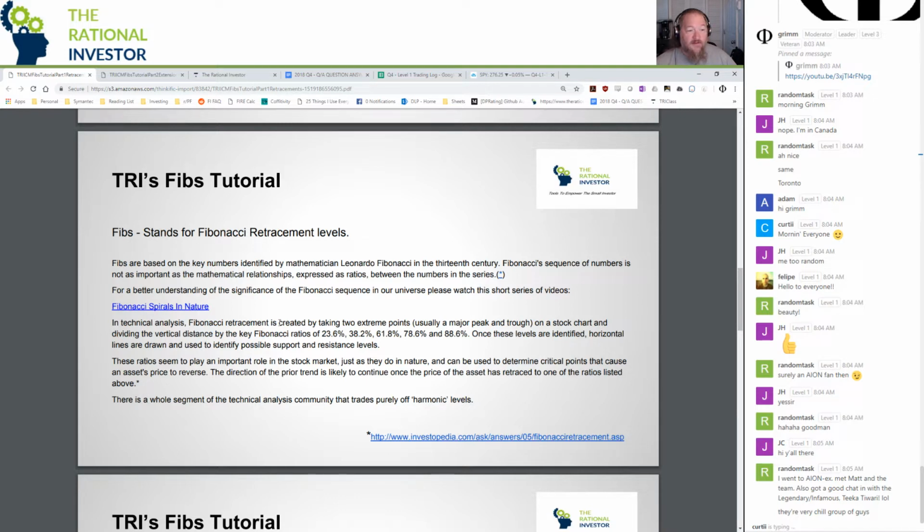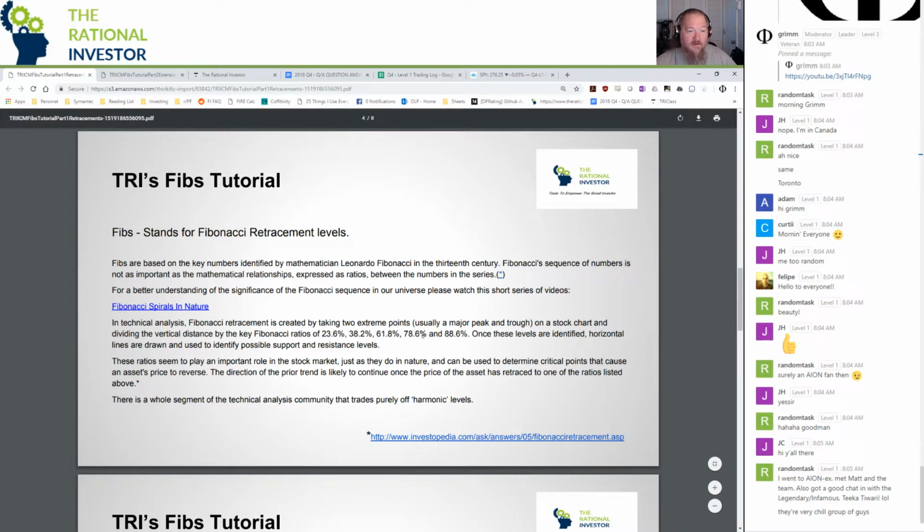In technical analysis, the retracement is created by taking 2 extreme points, as we said, usually major peak and trough on a chart, and dividing the vertical distance by the key Fibonacci ratios, right? The key Fibonacci ratios are 23.6, 38.2, 61.8, 78.6, and 88.6. Once these are identified, then horizontal lines are drawn and used to identify possible support and resistance.